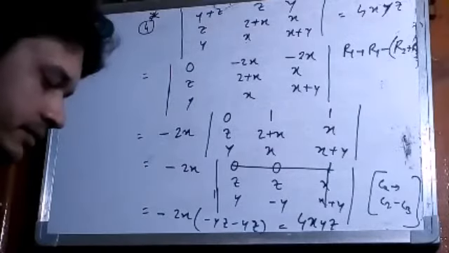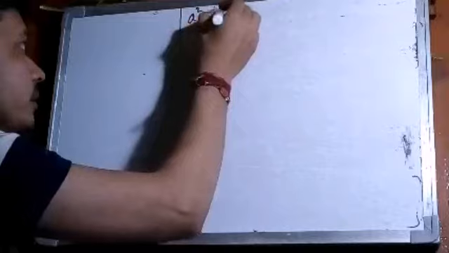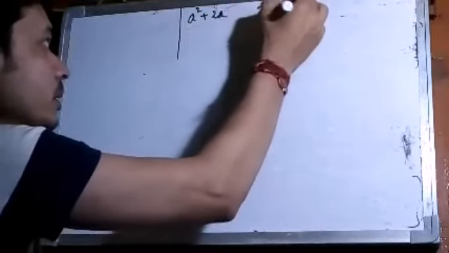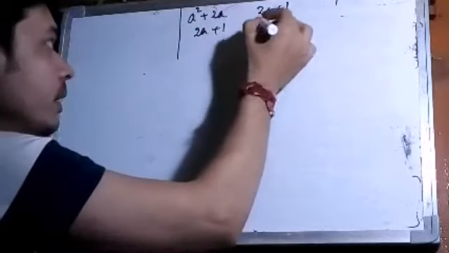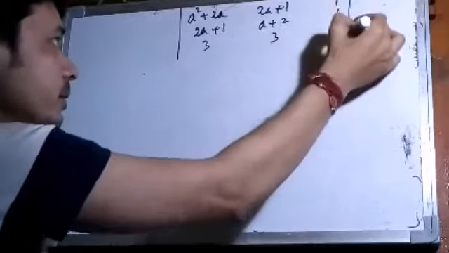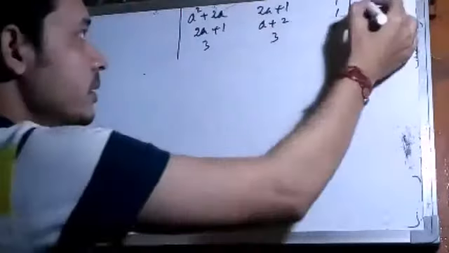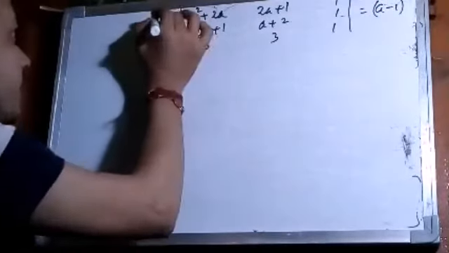Now let's proceed to the next sum. The next sum is the determinant a square plus 2a plus 1, 2a plus 1, a plus 2, 1, 3, 3, 1. This one we have to prove. This is equal to a minus 1 whole cube. This is also a very important sum. You can put a star.